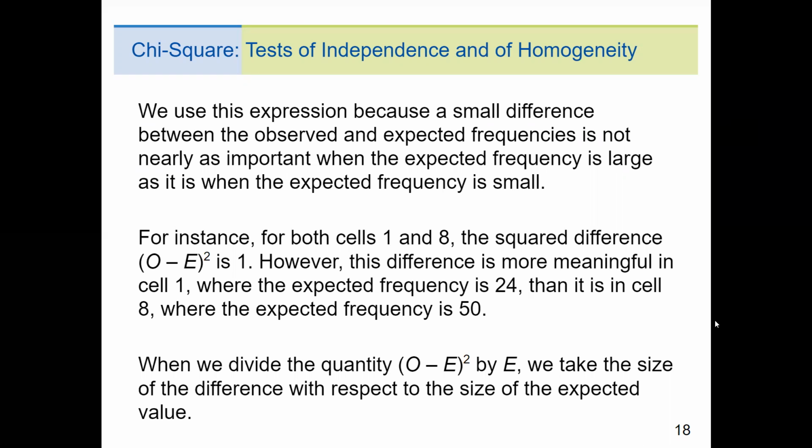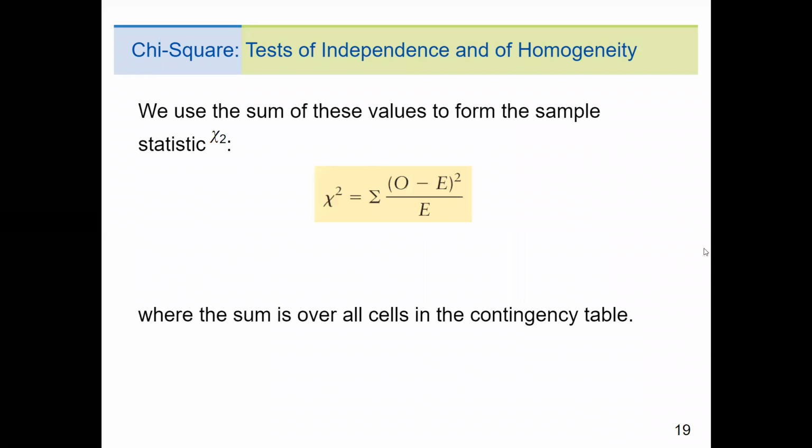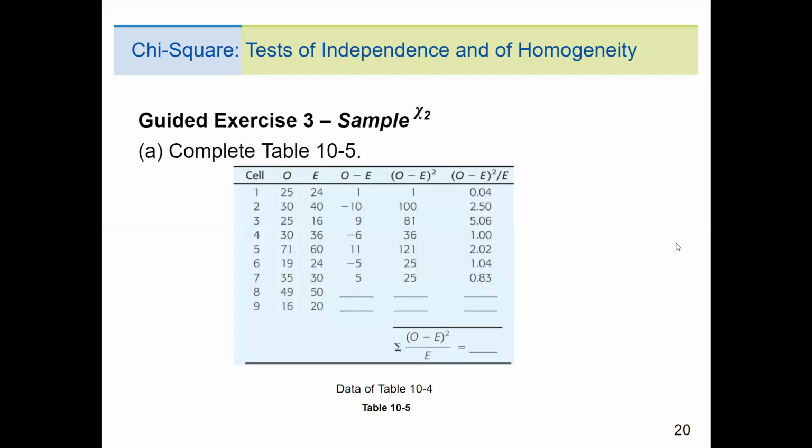When we divide the quantity observed minus expected squared by E, we take the size of the difference with respect to the size of the expected value. We use the sum of these values to form a sample statistic chi-squared, where the sum is over all cells in the contingency table. Guided exercise 3.